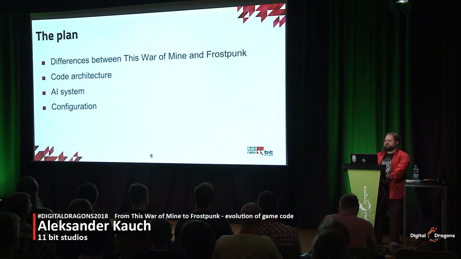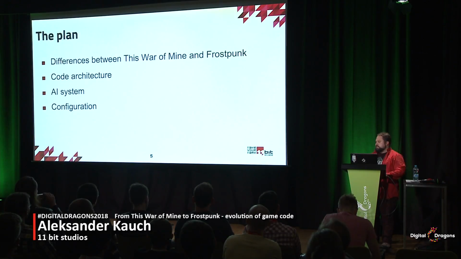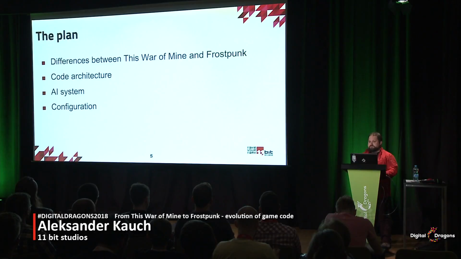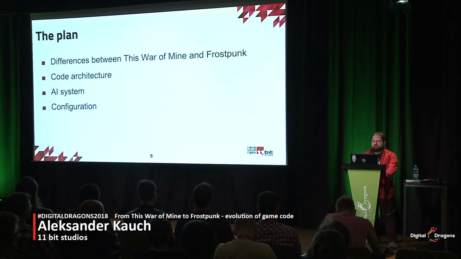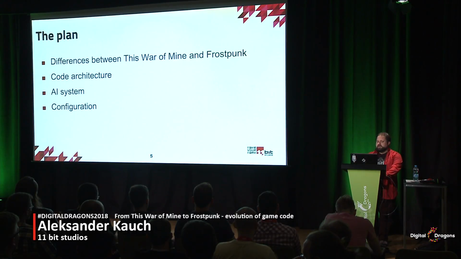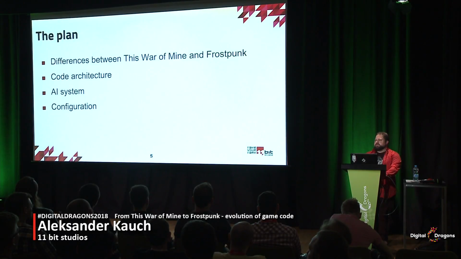So our plan for today is that first I will explain the project-wise differences between This War of Mine and Frostpunk, the scope differences, the differences in scale and so on. Then I will move to the overall code architecture of both games. Then I will talk about the AI systems used in those titles. And last but not least, our configuration system, our way of defining the game via assets and configuration, which could be done by design and art.